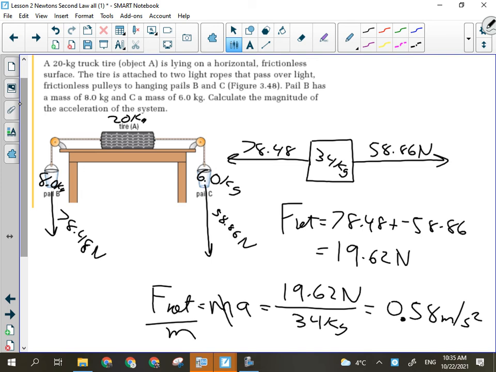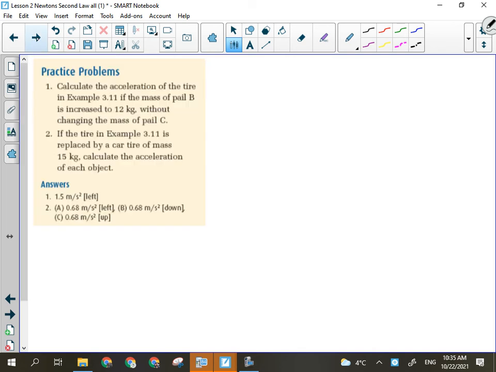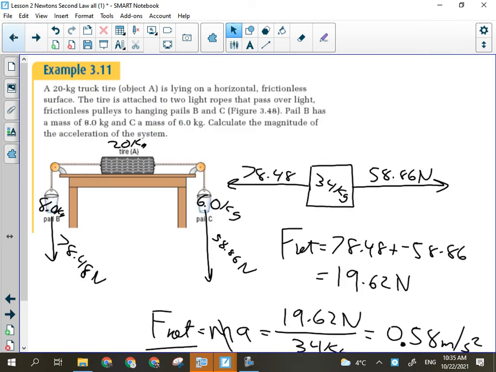Instead of using the mass of the system and recognizing that the whole system has to be accelerated by the net force, they would just use the tire. Because the question said, what's the tire? People forget there's more to the system than just the tire. More than just the tire is being accelerated by the net force. All right, so now, same example, but now we want to calculate the acceleration of the tire, if the mass of pail B is increased to 12 kilograms. So let's just bring that picture over.